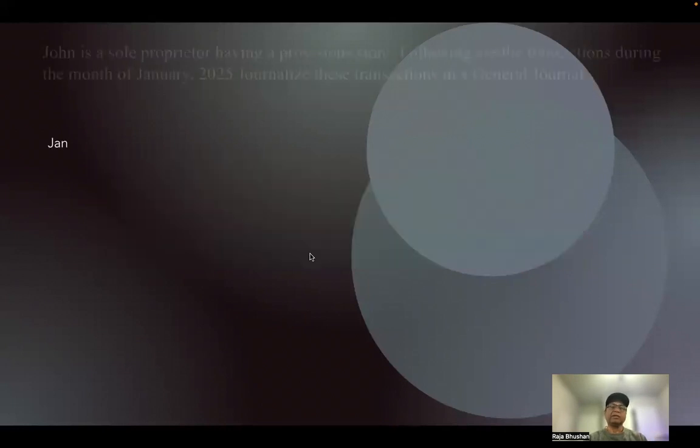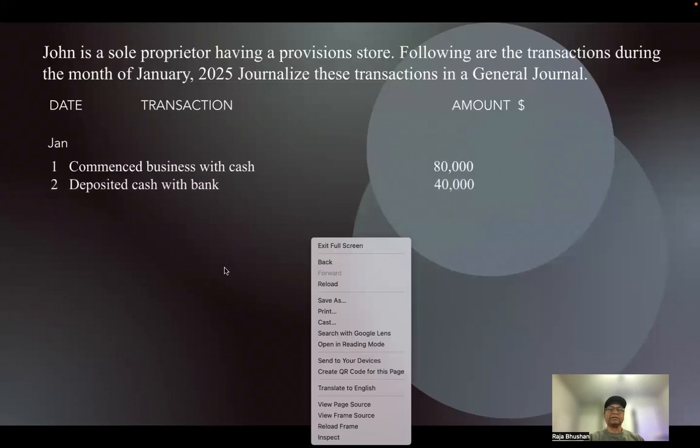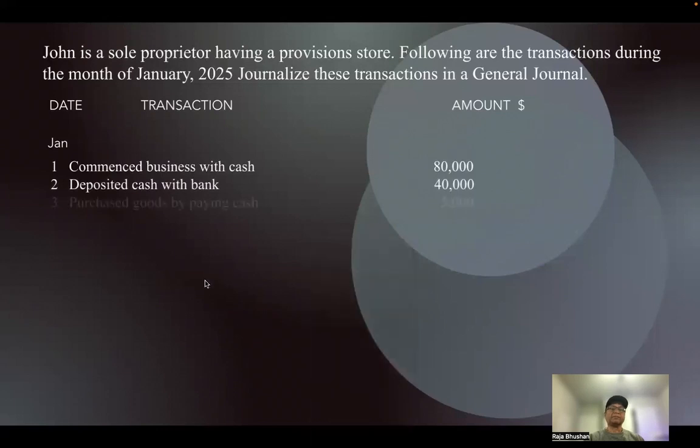Now moving on, here are some of the transactions that happened in a business during the month of January. Let us see here. The first one: John is a sole proprietor having a provision store. Following are the transactions during the month of January 2025. Journalize these transactions in a general journal. General journal means it's a ledger.